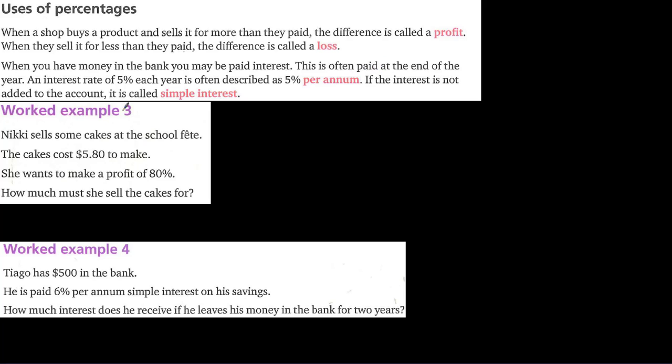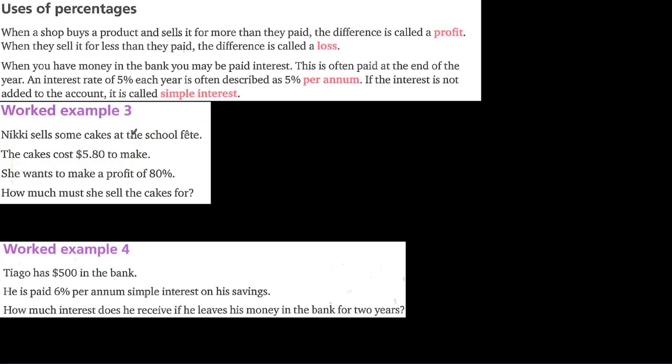Each year is often described as 5% per annum. If the interest is not added to the account, it is called simple interest. So if we are not going to add it to the account, it is called simple interest. This is an important definition also. Here are the exercises. Let's continue. We are going to use actually the same methods, only we are going to find the profit, and we are learning here the profit definition or simple interest definition. These are actually the operations that we did on the previous page.